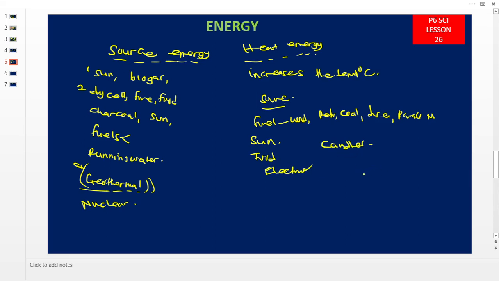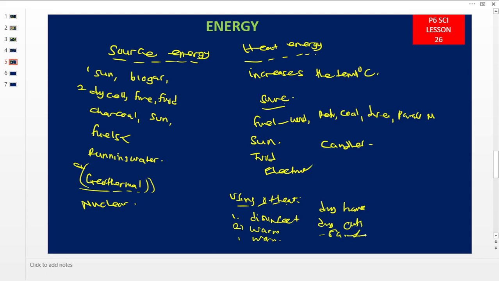So let us see uses of heat in our environment. So this heat, one, it helps us to disinfect our beddings. Two, it provides us with warmth. Three, it helps us to warm our food. Four, drying our harvested crops. Drying our clothes. And also it helps in rain formation, and so on. So those others, we shall see them in the next lesson.